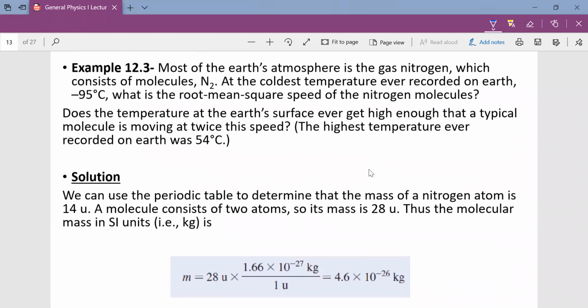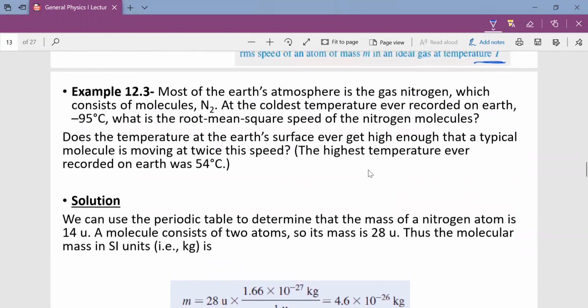Example 3 now. Most of the Earth's atmosphere is the gas nitrogen, which is a diatomic molecule, okay? At the coolest temperature ever recorded on the Earth, which is minus 95 degrees Celsius, what is the root mean square speed of the nitrogen molecule? That is the first question.